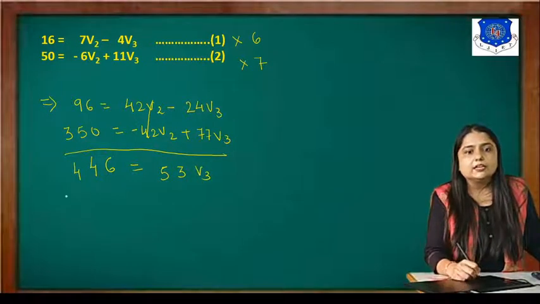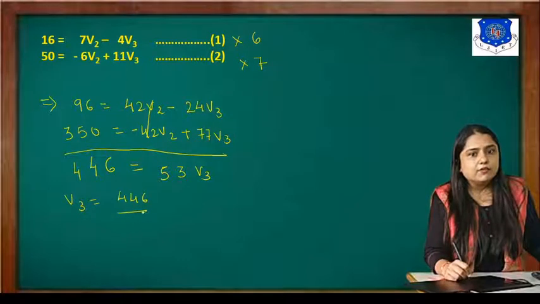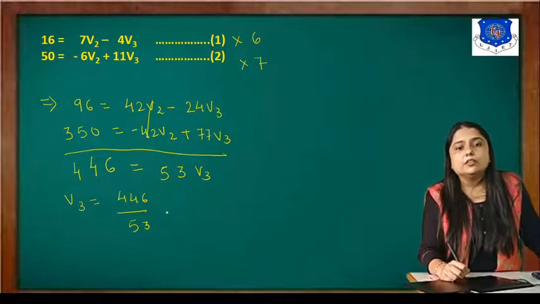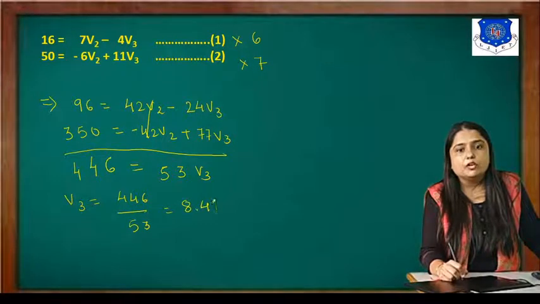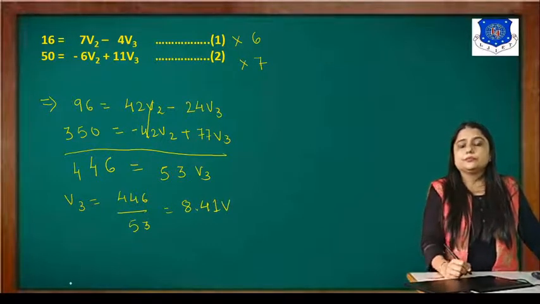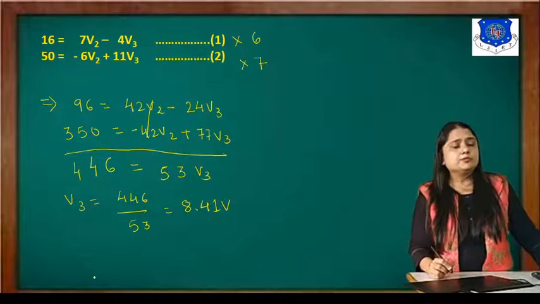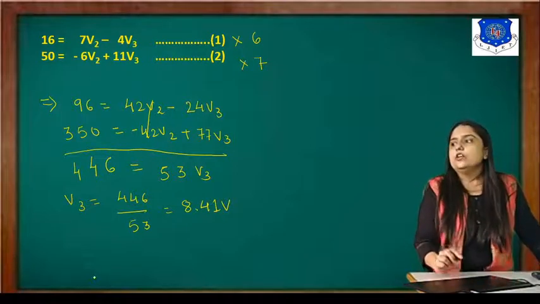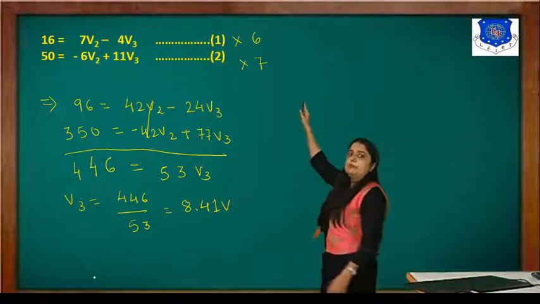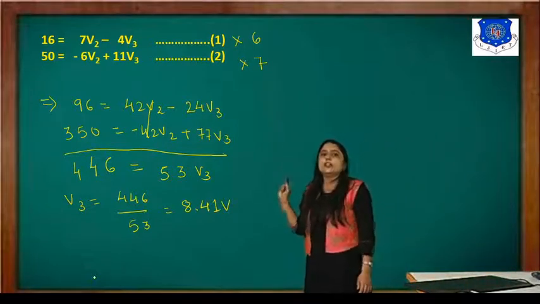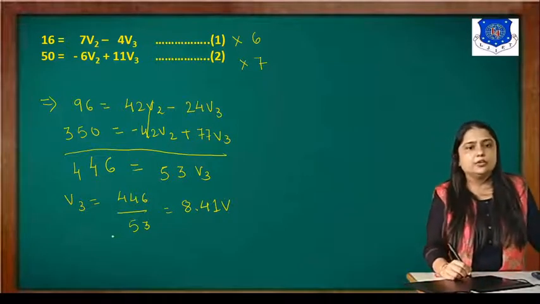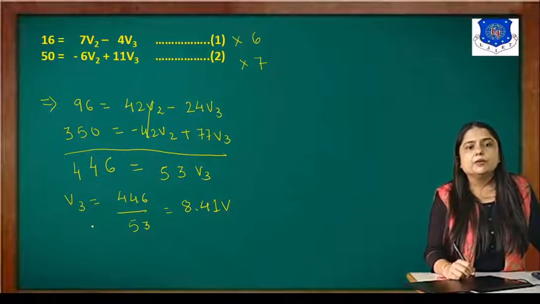So V3 equals 446 divided by 53. So the value of V3 will become 8.41 volt. Now we need to put this value of V3 in any of these equations. You can put this value in equation number 1 as well as in equation number 2. Here I am putting this value in equation number 1.